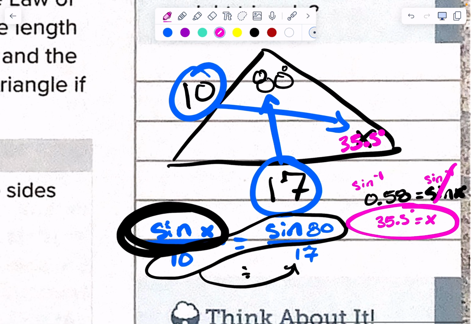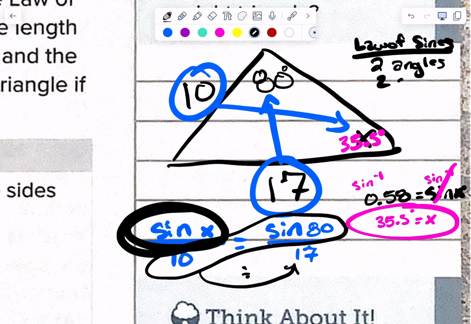All right. Let's talk real quick while we're on this one. The law of sines. What information do I need when I'm doing the law of sines? Angles and sides. How many angles and how many sides? Two angles, two sides. Now, one of those four things I'm solving for. I'm either solving for an angle or I'm solving for a side. But the law of sines, are you listening? Two angles, two sides.